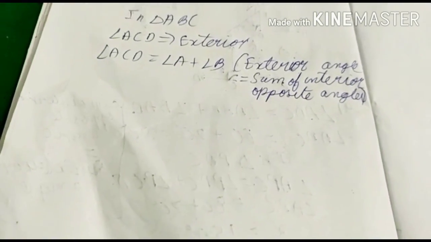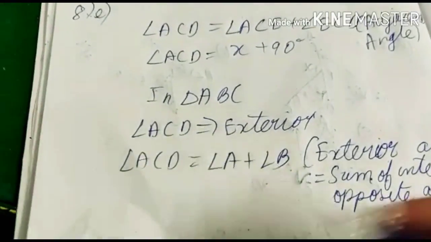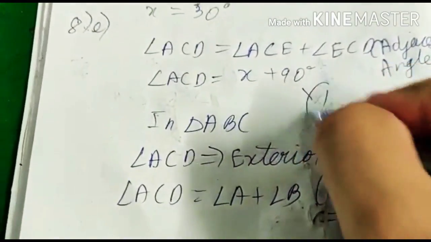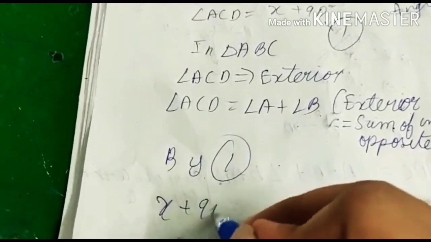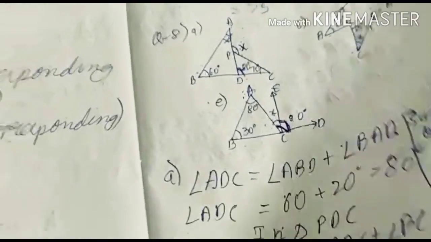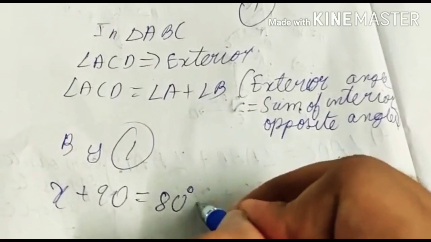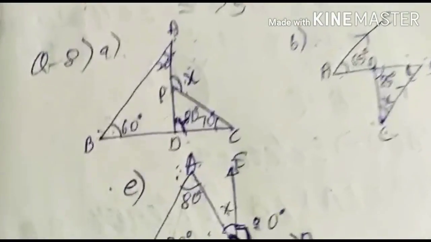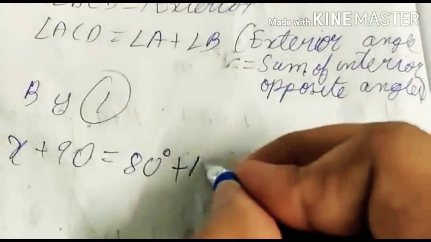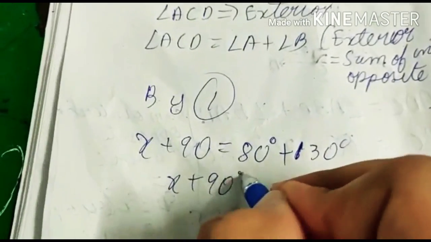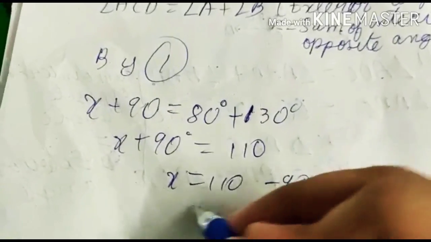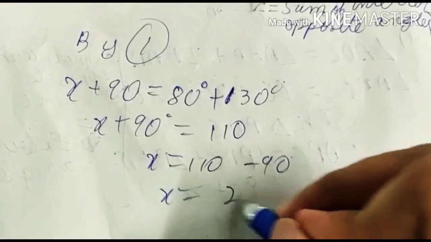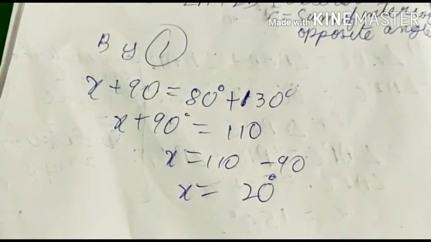So ACD was equal to x plus 90 degrees by the first equation. Here angle A is 80 degrees plus angle B, which is 30 degrees. So x plus 90 equals 110 degrees. x equals 110 minus 90. So x equals 20 degrees. The value of x here is 20 degrees.